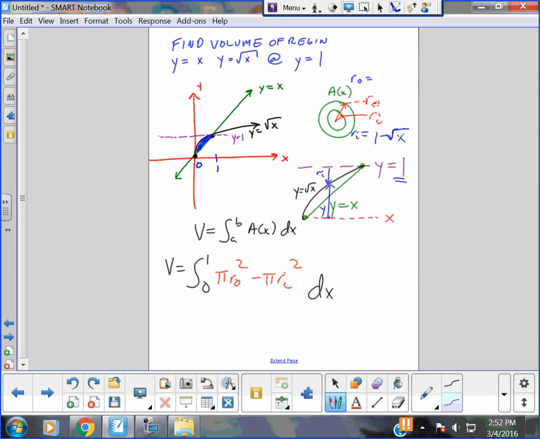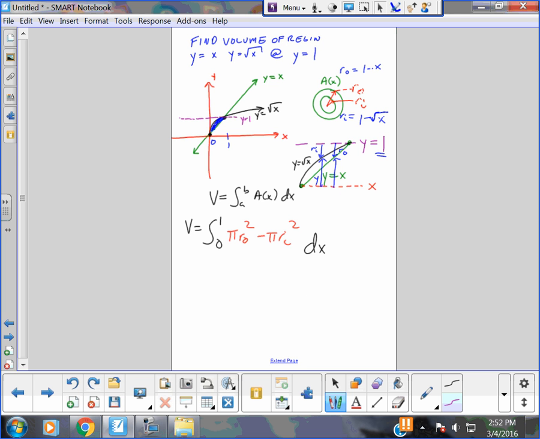And it's the same story now for the other one. You see that RO goes to the curve that's further away in this case. So it's 1 minus x. And we go down to our integral, 0 to 1. I'm going to pull the pi out. We always pull pi out. Might as well do it now. RO is 1 minus x quantity squared minus 1 minus the square root of x quantity squared dx.